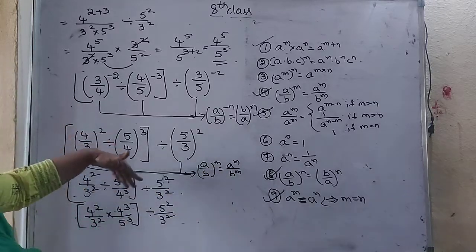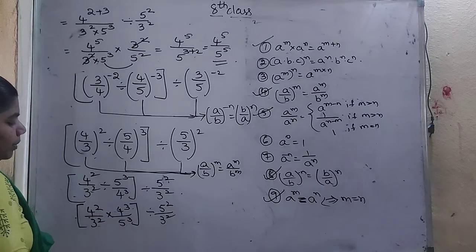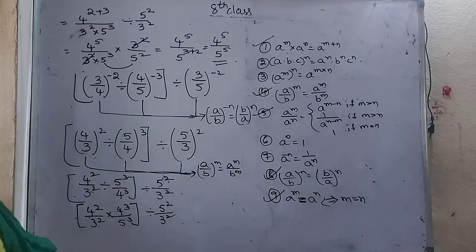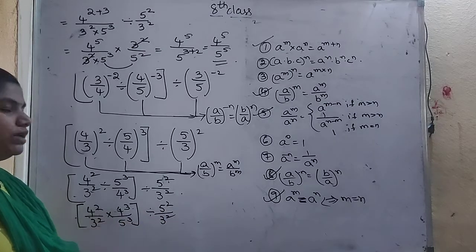So I wrote everything separately. Now these two are rational numbers. How to divide two rational numbers? The division will be converted to multiplication and the second term will be reciprocal. So I did the reciprocal here, divided by 5 square by 3 square.